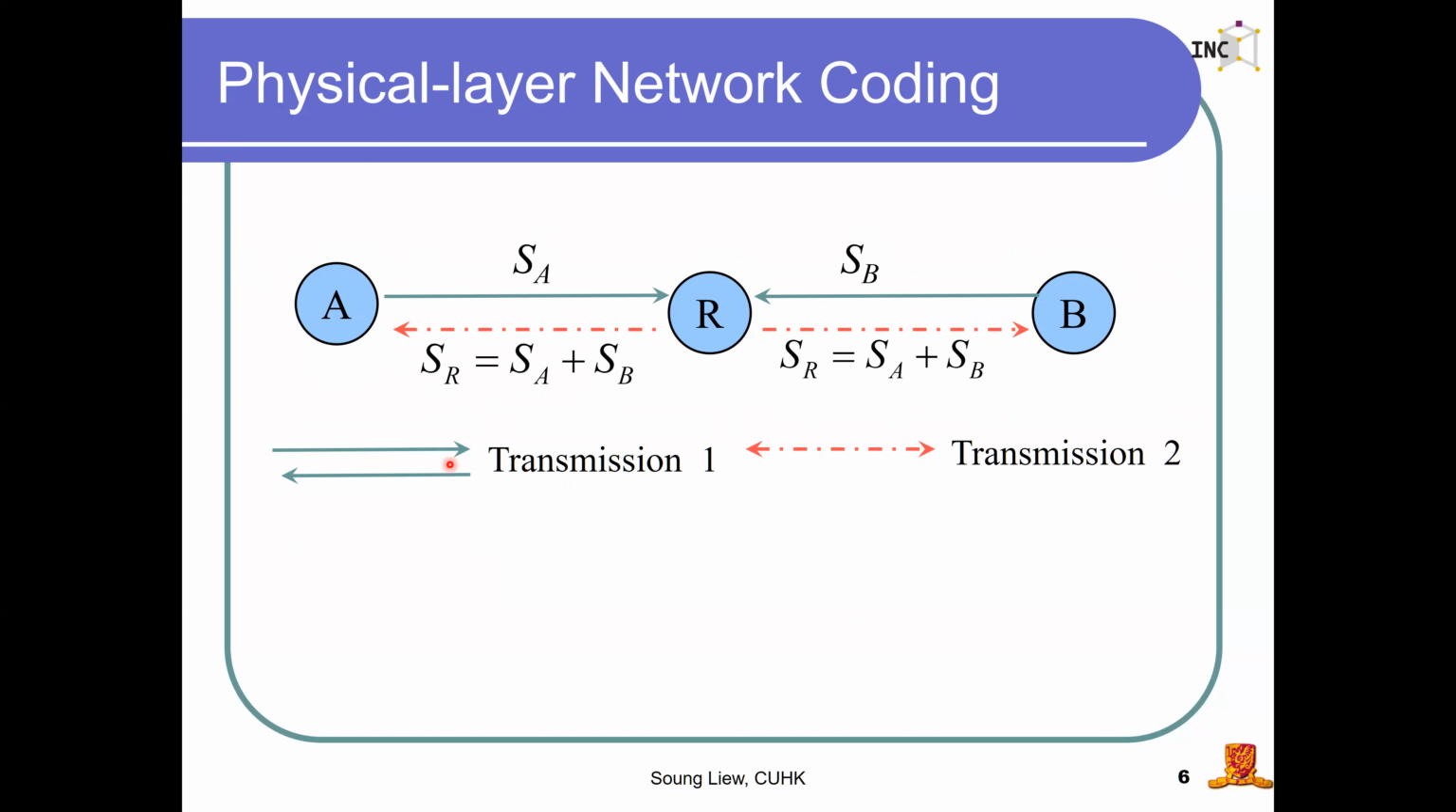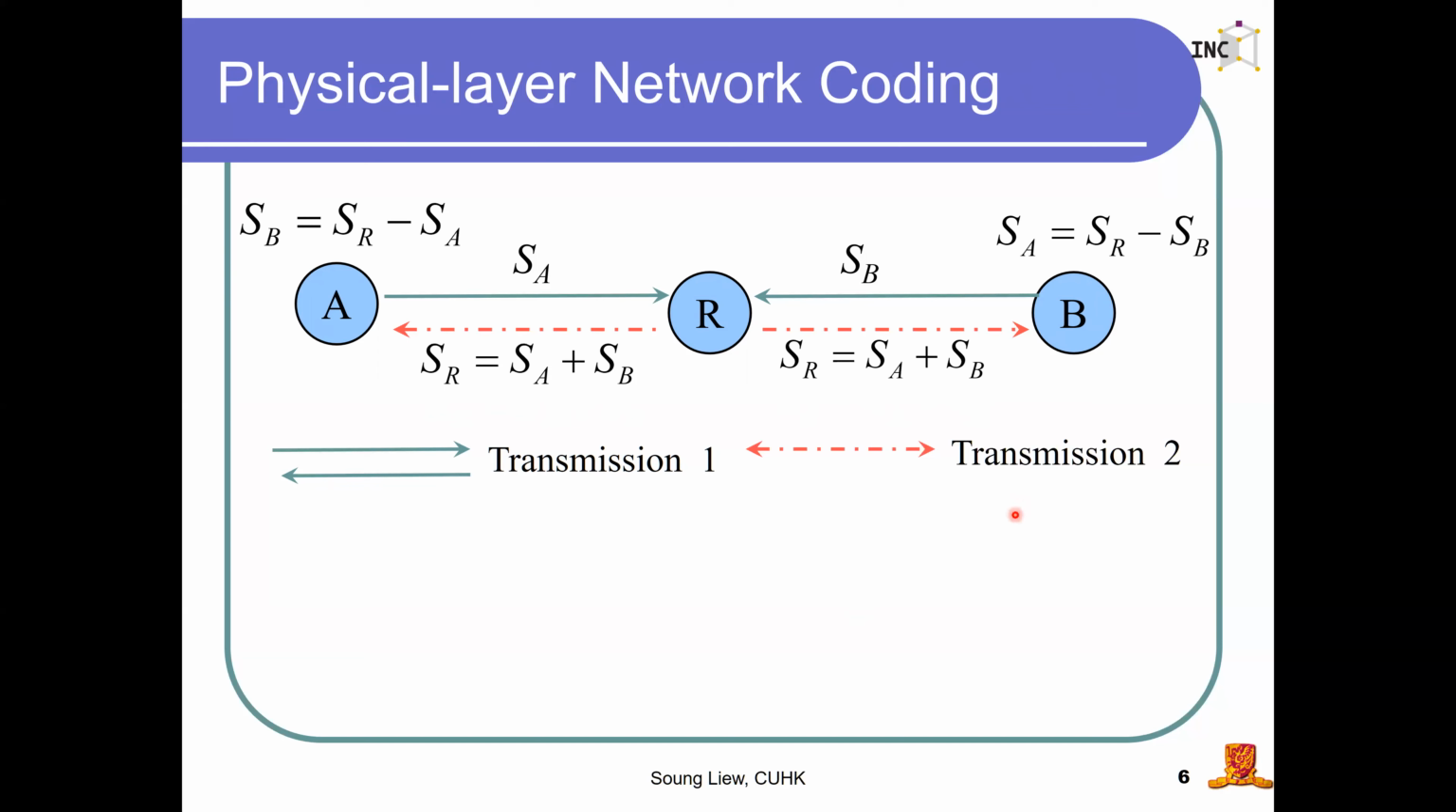You see, in transmission 1, we let A and B transmit together in both directions. R receives the overlapped signal in the form of SA and SB, and it just rebroadcasts whatever it received back to A and B. And of course, A can perform exactly the same operation as before to get SB, and B can perform the same operation as before to get SA. So all this is good in theory.